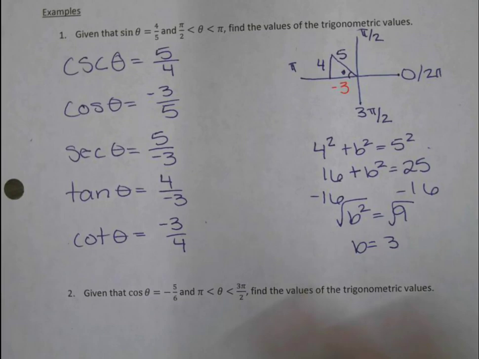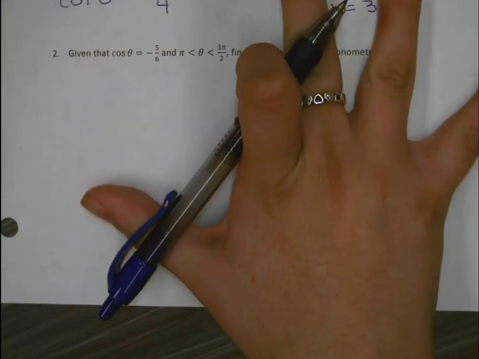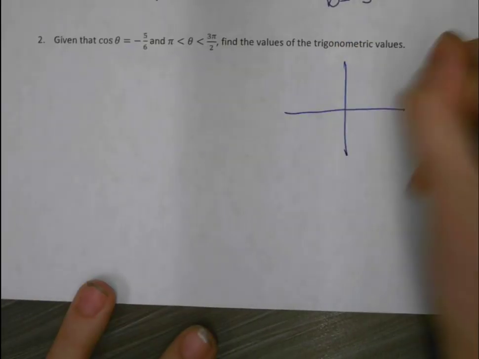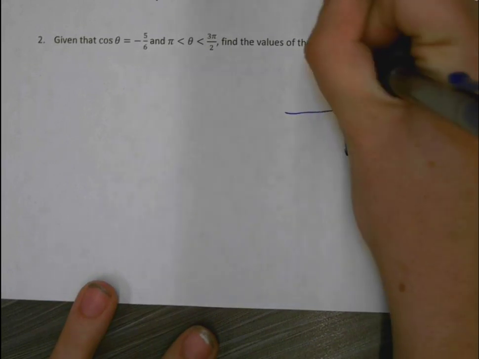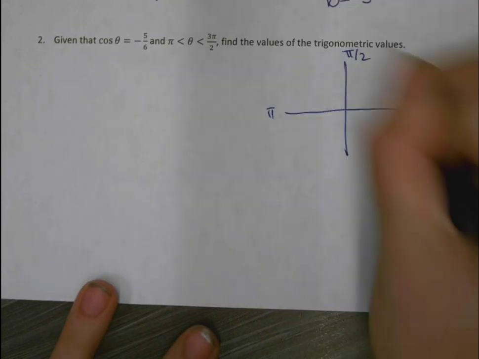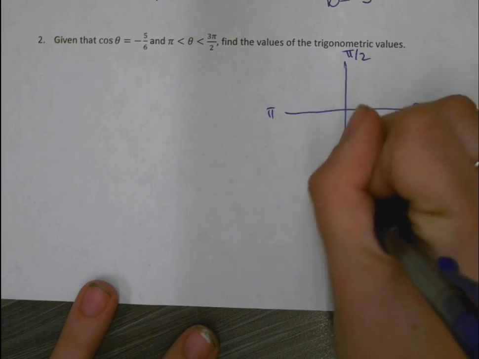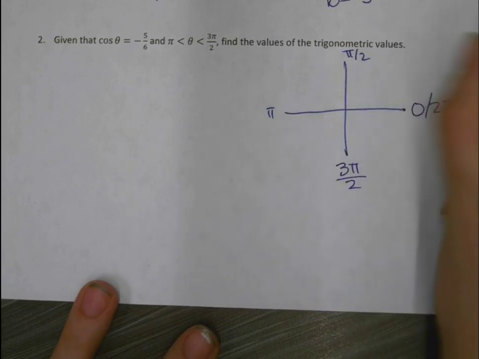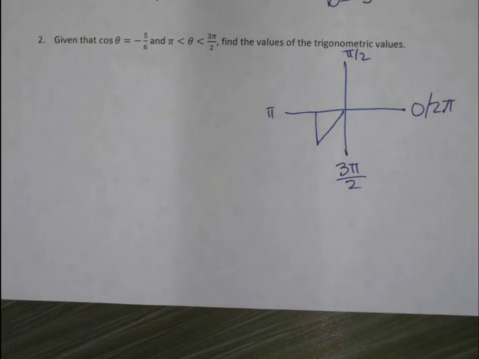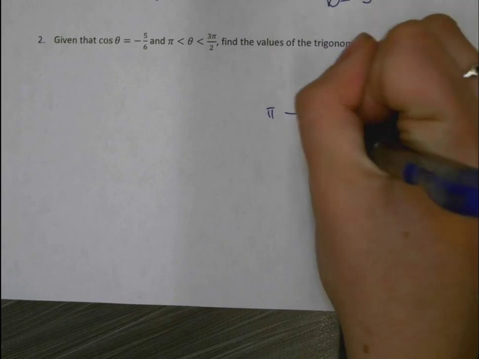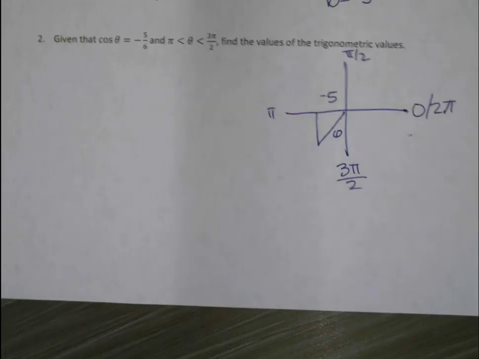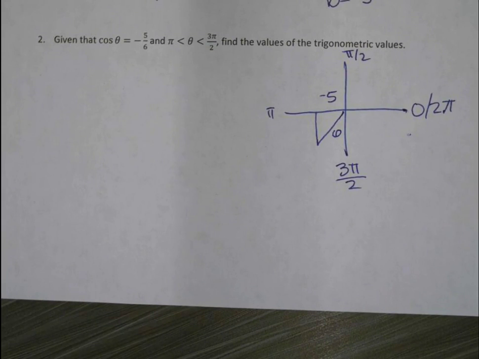Okay. So then I'm going to do the same thing for number 2. I'm going to start off by drawing my grid. This one's going to be in between pi and 3 pi halves. So right here, it tells me cosine is negative 5 and then 6. Wait, what was it? What was inside though? Oh, okay. That's a weird shape.